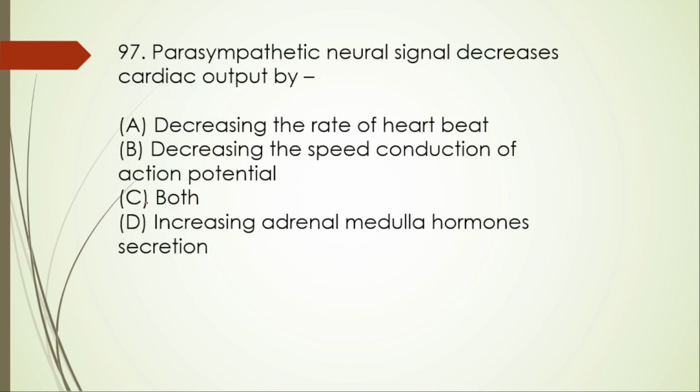97th one. Parasympathetic neural signal decreases cardiac output by A. Decreasing the rate of heartbeat, B. Decreasing the speed of conduction of action potential, C. Both, and then D. Increasing adrenal medulla hormone secretion. So here the right option is option C, both.